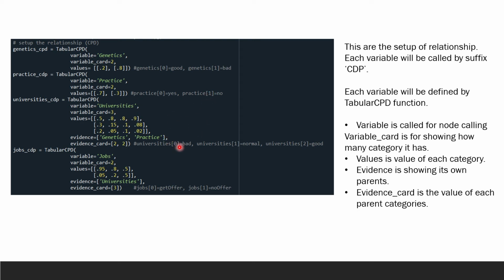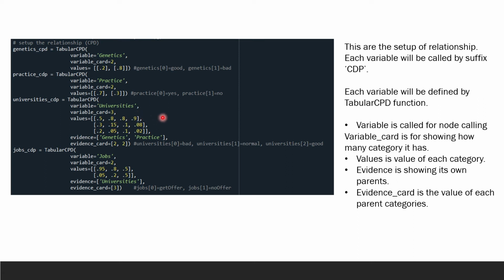Also for the university CPD, in the values, the first line represents the probability of getting the first category of university, which is bad university. So why do we have four numbers here? Because we have four inputs: two from the genetic and two from the practice. So to get the output of bad university, we have four chances.